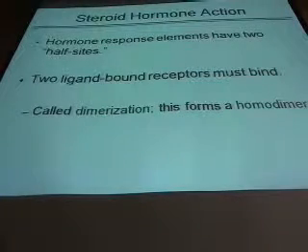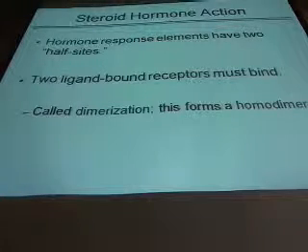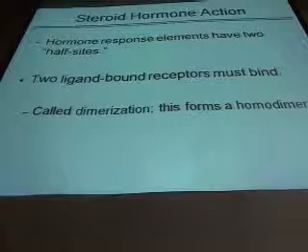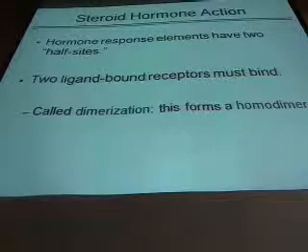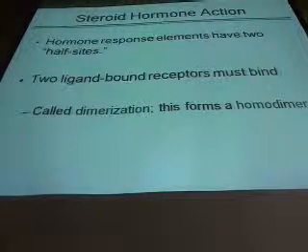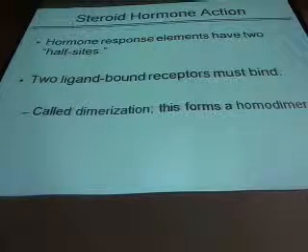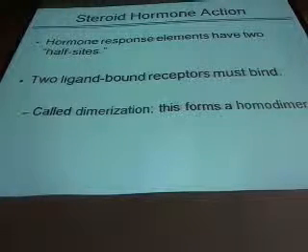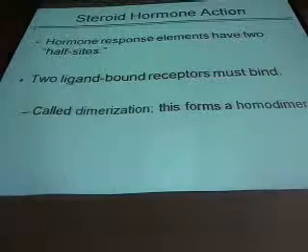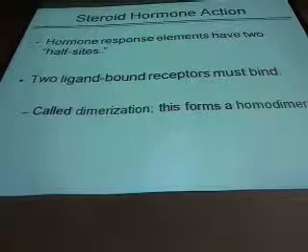Hormones respond to elements in the DNA. Steroid hormones respond to elements. They have two half sites. Two ligand-bound receptors must bind. It's called dimerization, and they form a homodimer. In the DNA, the DNA splits up. You've got two sites that these ligands have to bind. And sometimes it's the same ligand that binds. That's why you have a homodimer. Homo, the same.